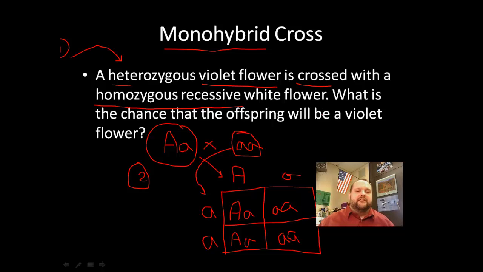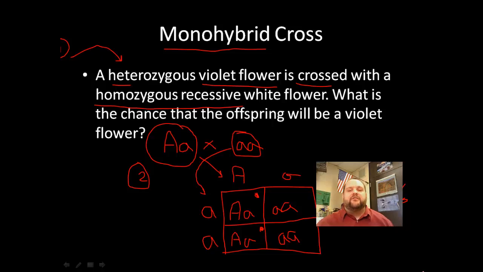Now I have my Punnett square finished, I can answer the question. It says, what is the chance that the offspring will be a violet flower? Well, if I look at this, if violet is dominant, this flower here, because it has that dominant allele, is going to appear violet. This flower here, because it has the dominant allele, is going to appear violet. This flower here lacks the dominant allele. It's not going to look violet at all. This flower is not going to be violet. So if I put just a dot, these two are going to appear violet. So I know that 2 out of 4 are going to be violet, which means that 50% is the chance.